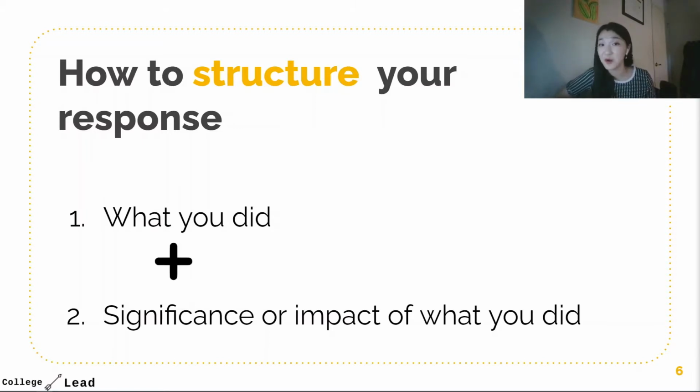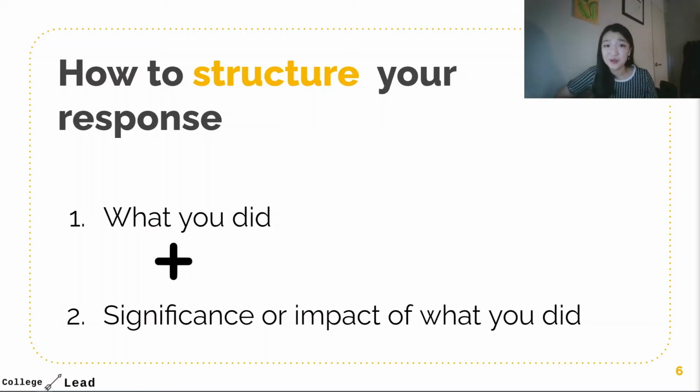The first section, or part, will be what you did in an activity. Wow, that's a tongue twister. The first part will cover what you need to do in an activity, and the second will be to talk about the significance or impact of what you did. I want to emphasize the importance of the second part, the significance or impact of what you did.